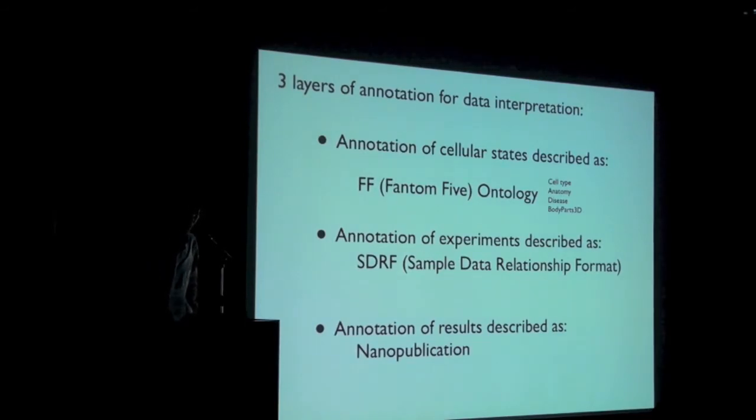To cope with this data, we added three layers of annotations for data interpretation and interoperation. The first layer is annotation of cellular states. Since we have 1,000 cell types, we actually have to spot each one. At the next level, we have to describe our experiments in a formal way. As a third layer, we have to represent our results, and that is going to be covered in the next talk. So I won't go into much detail, but these are the three layers of annotations for data structure.